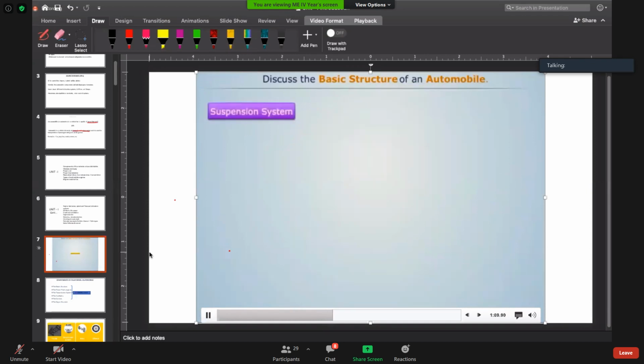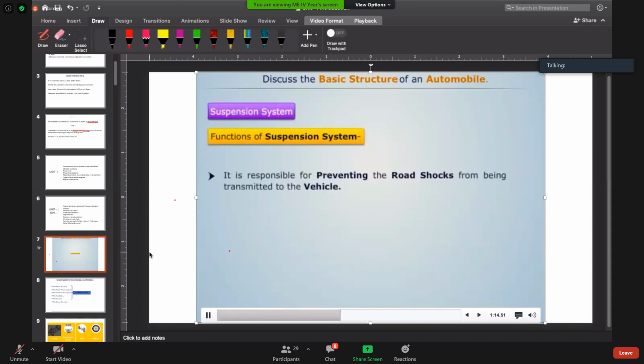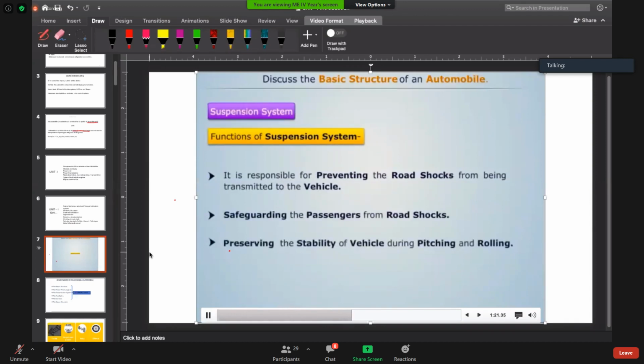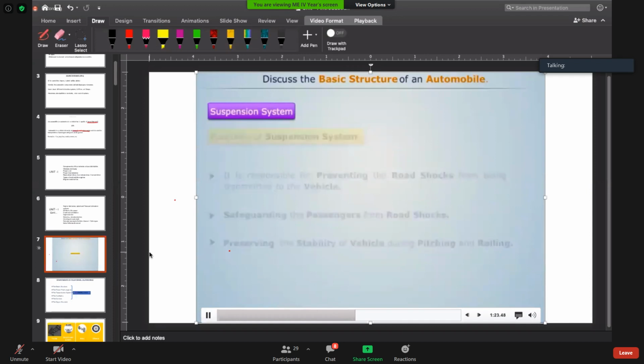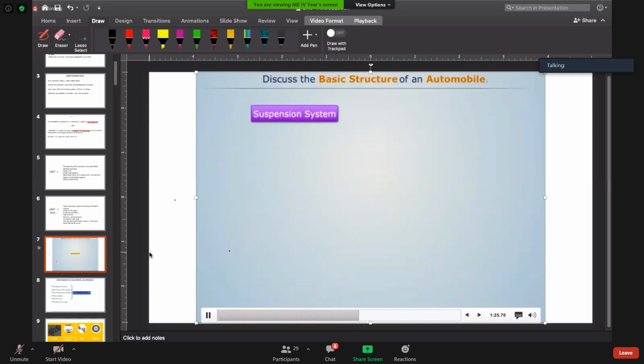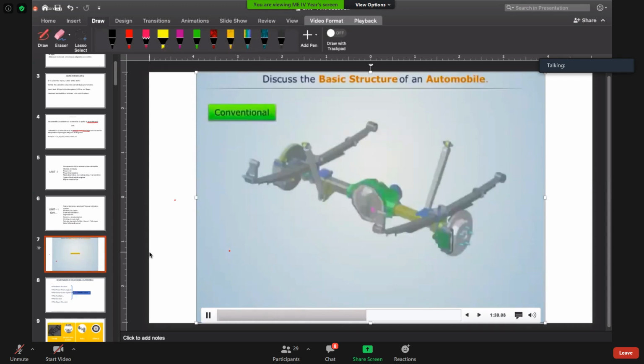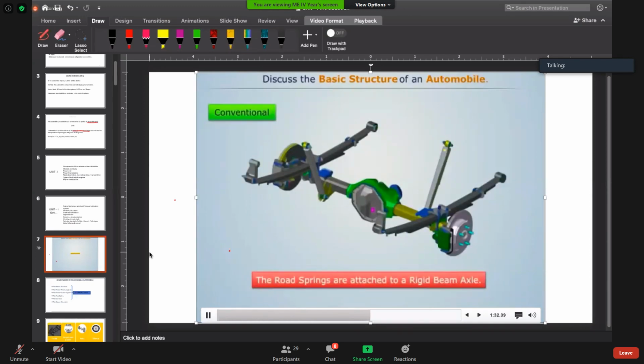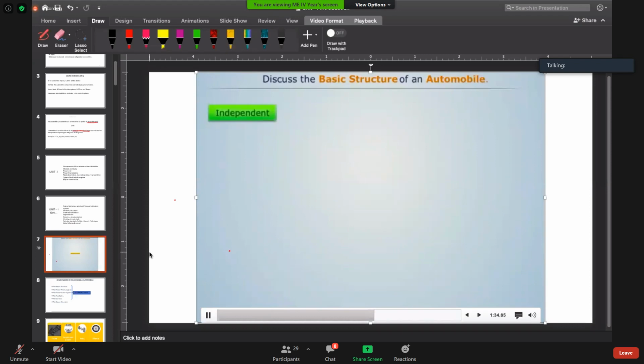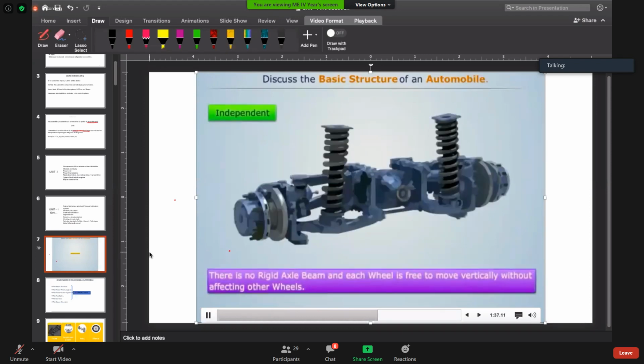Suspension system. Functions of suspension system. It is responsible for preventing road shocks from being transmitted to the vehicles, safeguarding the passengers from road shocks, preserving the stability of vehicle during pitching and rolling. Generally, there are two types of suspension systems, conventional system and independent system. In conventional system, the road springs are attached to a rigid beam axle, whereas in independent system, there is no rigid axle beam and each wheel is free to move vertically without affecting other wheels.